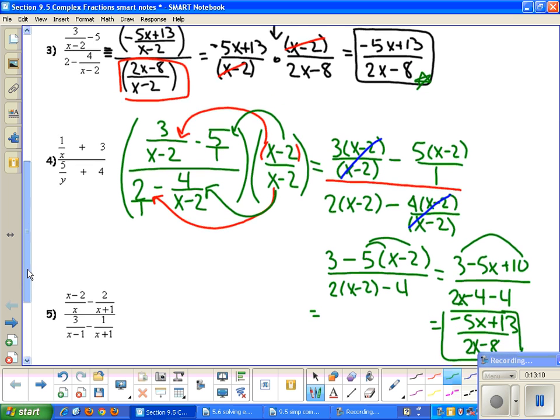It was just a different way of doing the problem. And I tend to like to do both of them. It just depends. Sometimes it's easier to do one way than it is to do the other.